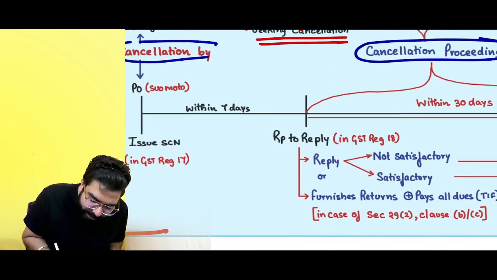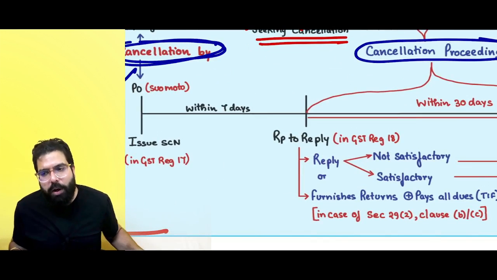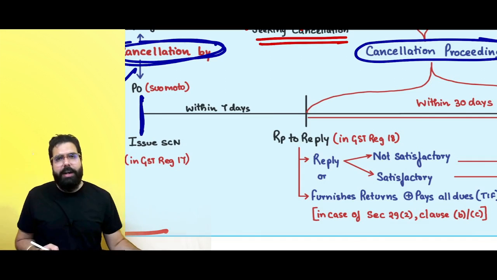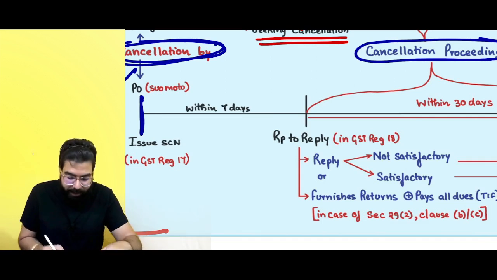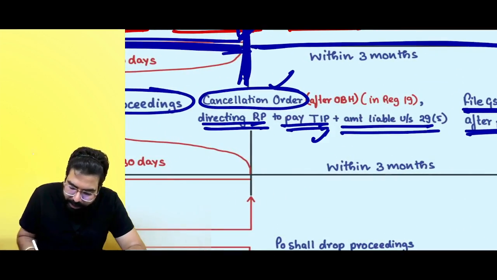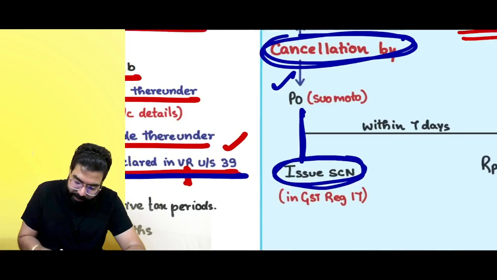Now sir, if the cancellation is done by the proper officer under section 29(1) or section 29(2), if the proper officer has gone ahead and told that I will cancel the registration, then first of all he will issue you a show cause notice. Tax, interest and penalty. TIP means tax, interest and penalty. Everyone listen to me very carefully.